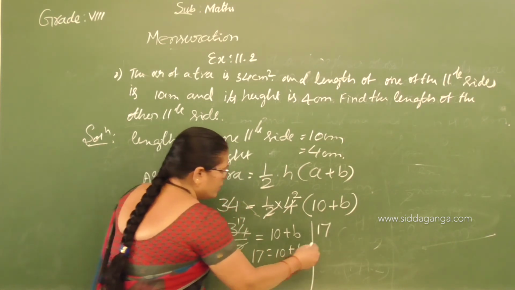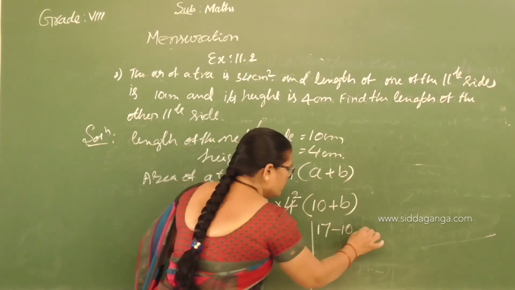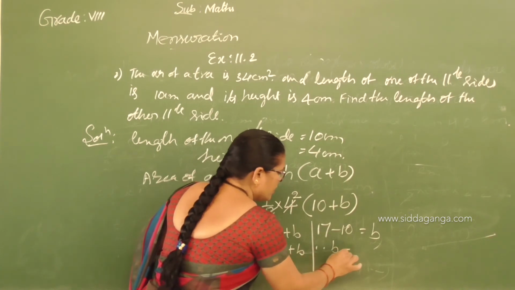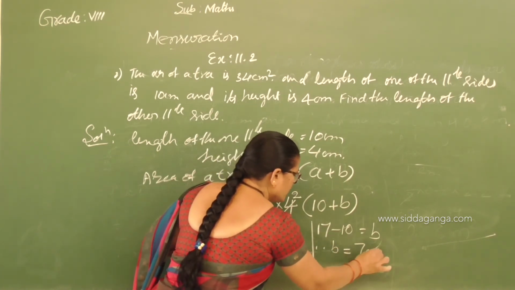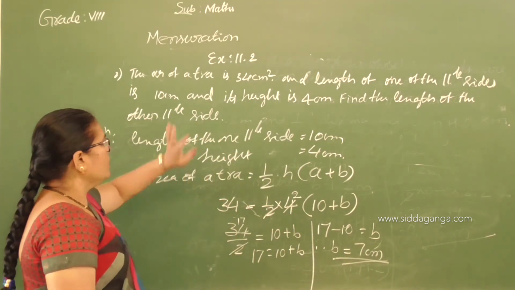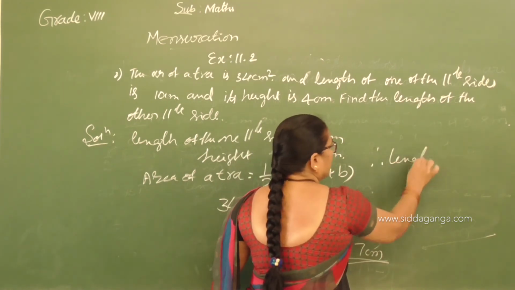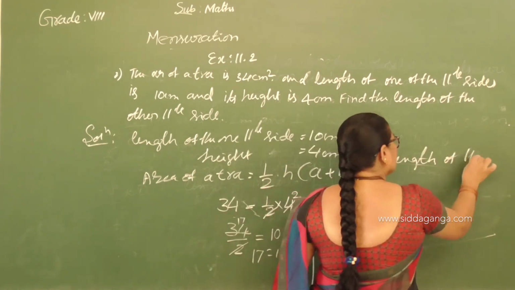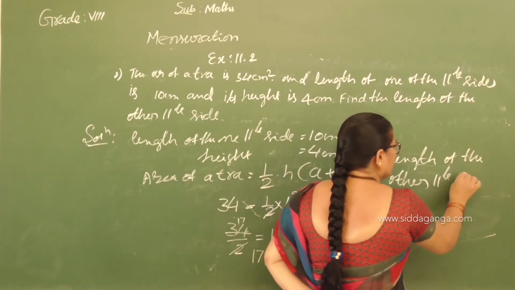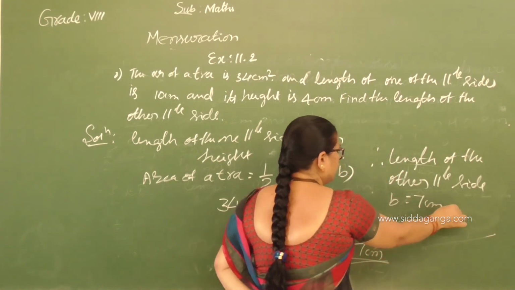17, the 10 term we take to the left hand side. So it becomes 17 minus 10, that will be equal to b. Therefore b is equal to 17 minus 10 is equal to 7 centimeter. What is b here? The length of the other parallel side. Therefore the length of the other parallel side b is equal to 7 centimeter.